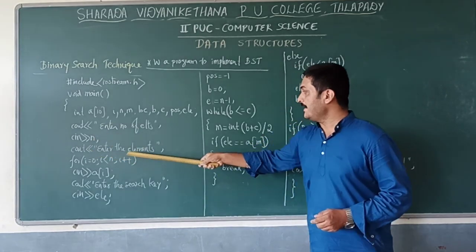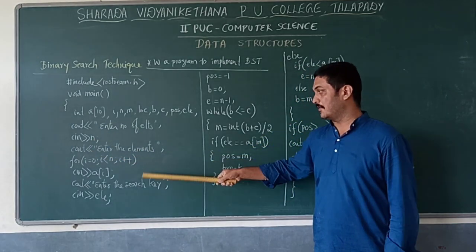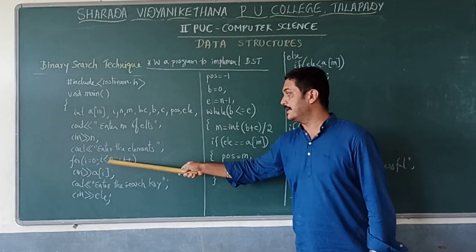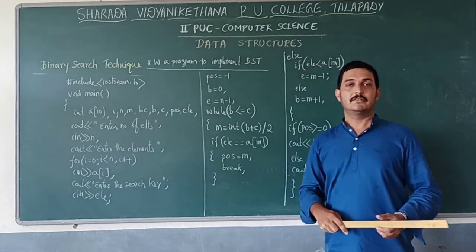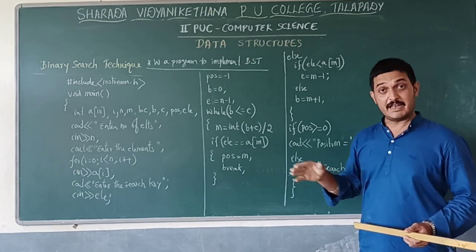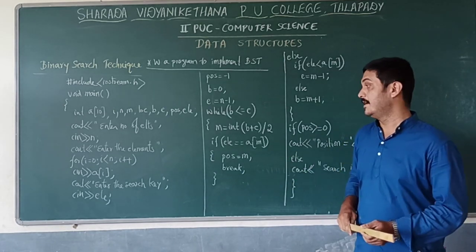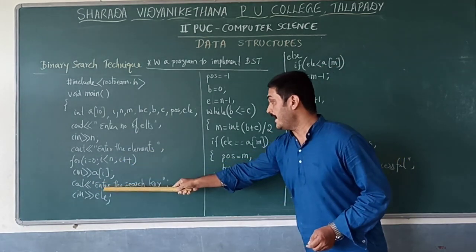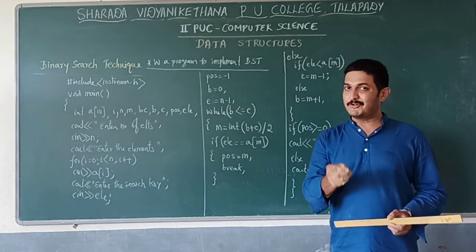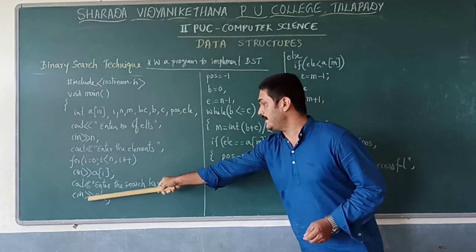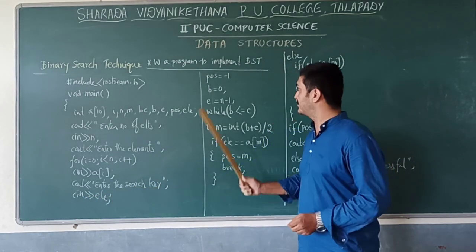Next, cout enter the elements. Here also we are using traversal. For i equal 0, i less than n, i plus plus, cin a of i. That is to read all the elements. Again we are implementing the traversal. Next, cout enter the search key. Search key means the element to be searched, and cin ELE.